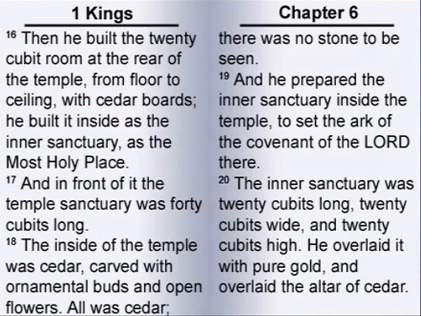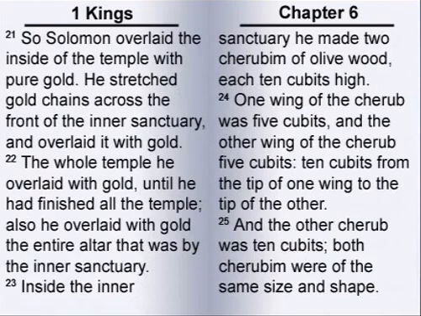He overlaid it with pure gold and overlaid the altar of cedar. So Solomon overlaid the inside of the temple with pure gold. He stretched gold chains across the front of the inner sanctuary and overlaid it with gold. The whole temple he overlaid with gold until he had finished all the temple. Also he overlaid with gold the entire altar that was by the inner sanctuary.